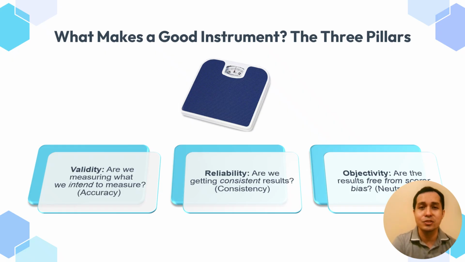A good analogy is a bathroom scale. A valid scale accurately measures your weight. A reliable scale shows the same weight even if you step on and off repeatedly. And an objective scale gives you the same reading no matter who uses it.